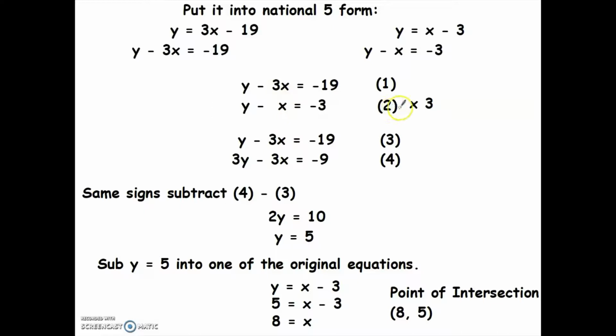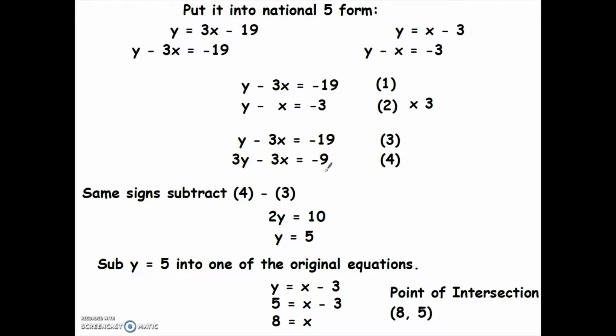So what I'm going to do is multiply by 3. When I multiply the second equation by 3, that's going to change it so that it's got 3x here, and it'll allow me to eliminate. So, the first one's going to stay the same, y subtract 3x equals negative 19. I've called it 3x here, this is just a personal preference, some of you may keep it as 1, that's totally fine. I'm going to multiply this one by 3: 3y subtract 3x equals negative 9.